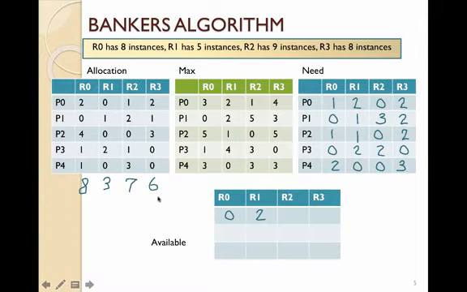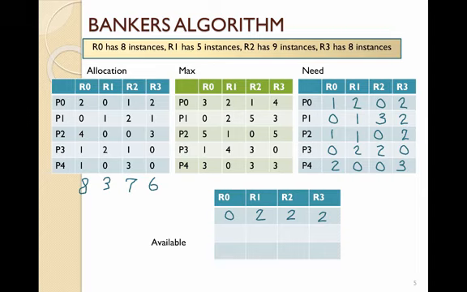So you can see here we have 8 minus 8 is 0. 5 minus 3 is 2. 9 minus 7 is 2. And 8 minus 6 is 2. So now once we have calculated the need and we have calculated the available, we can go ahead and do the algorithm.